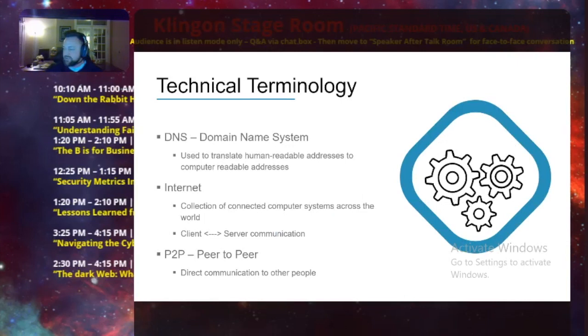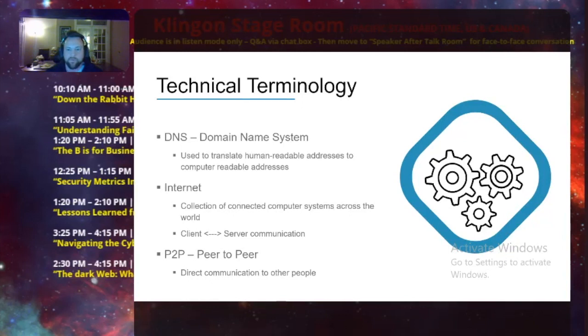So, technical terminology: DNS. What is DNS? It's the domain name system. It is used to translate human readable addresses into what the computer can read. So for example, I want to go to google.com. I open up Brave, I type in google.com, I hit enter. What actually happens here is a domain name system server takes google.com and converts it to an IP address so it can know how to route that across the internet to the appropriate location and then receive the response back so that Google can then display information on my computer.